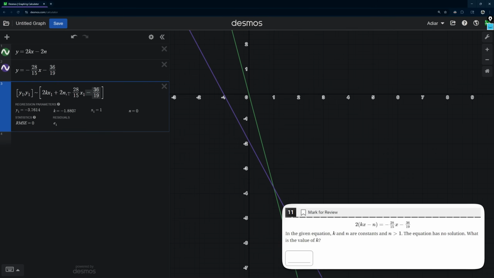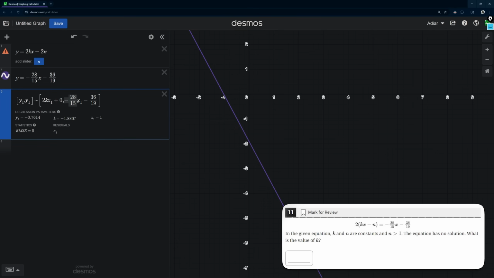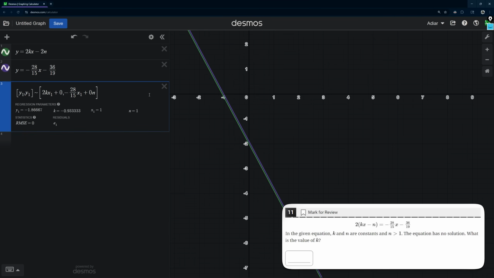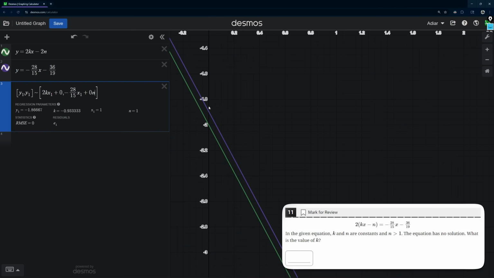In this method, we just replace all constant terms with 0. So nope, nope, nope, yes. We turn this into 0. Nope, yes, and we turn this into 0. It's giving us an error because we don't have n, but we don't even need it. If we wanted to avoid the error, we could just put 0n. But yes, now we look at this, and we see that these lines are parallel.